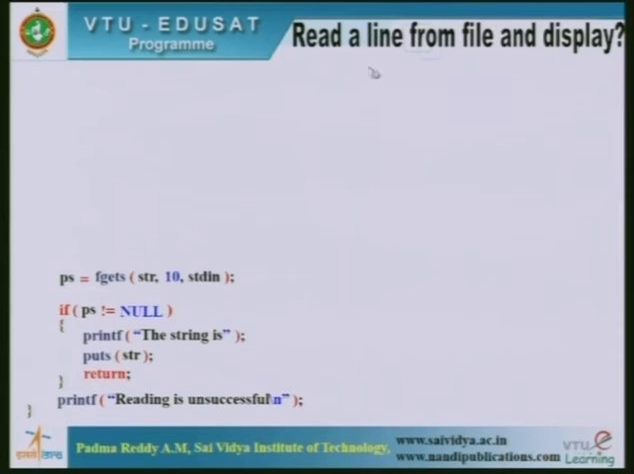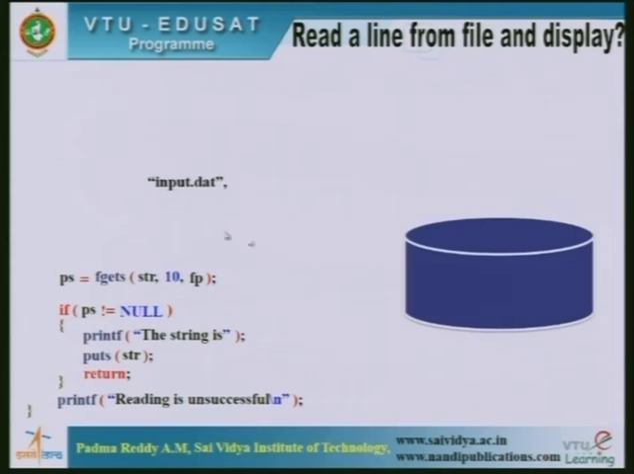Okay, now let us see how to read a line from a file. Earlier in the program, if you observe, we are reading the data from the keyboard, because the file pointer is stdin, it means it is pointing to the keyboard. Now we don't want to read from the keyboard, instead we have to read a line from the file. So what should we do? Change this to FP. Now what should be FP? FP is a pointer to a file. Which file? I want to open this particular file in read mode.